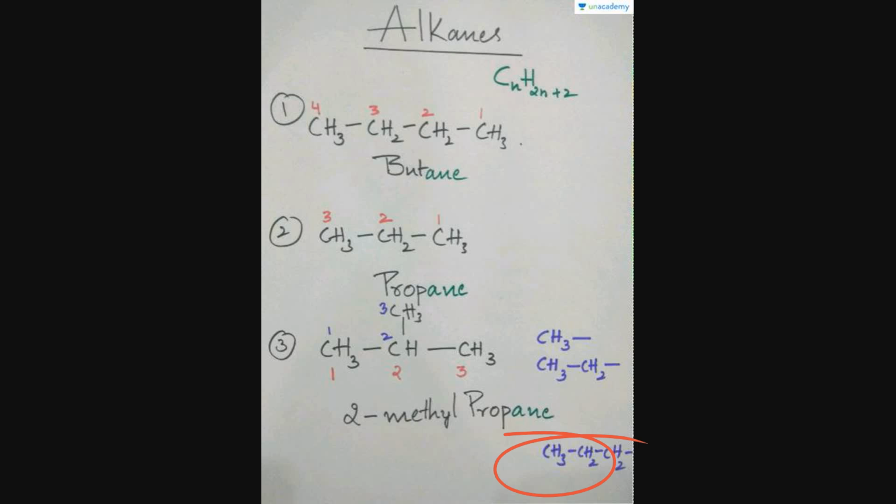So let's see how to name this compound. We have 3 carbon atoms. This is the parent chain. You can select this one or this one; either way the name remains the same. On the second carbon we have a methyl group. You have to mention the substituent and the number of the carbon it is attached to. So it is 2-methylpropane.